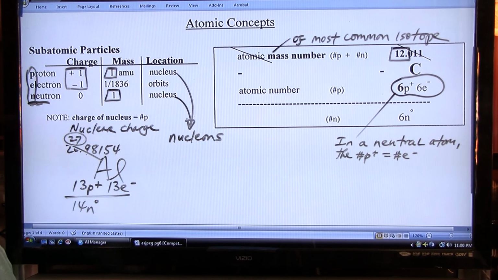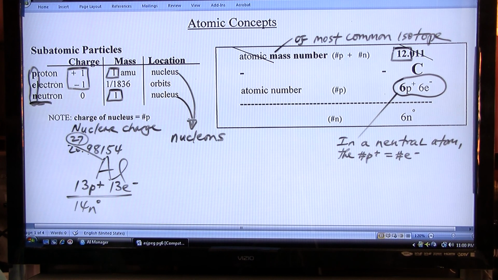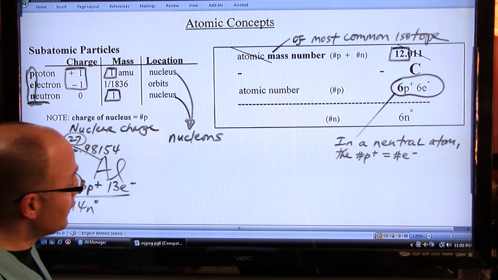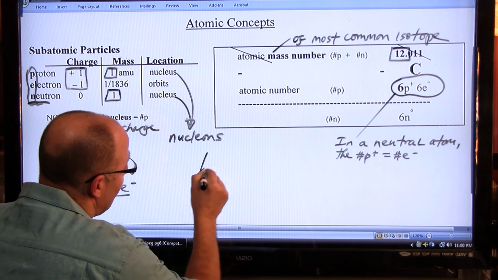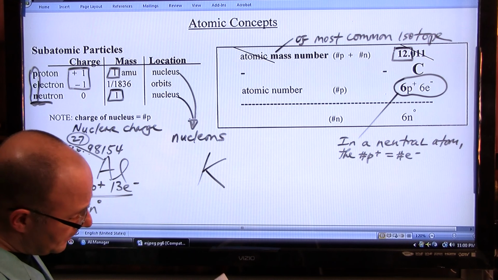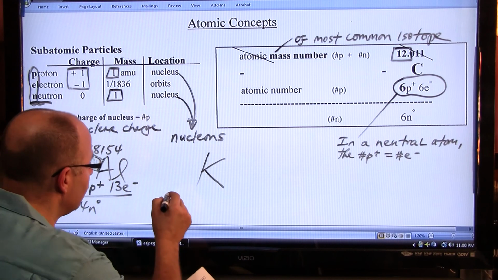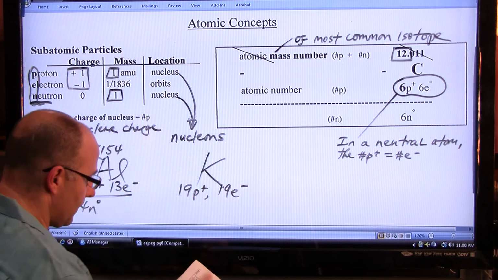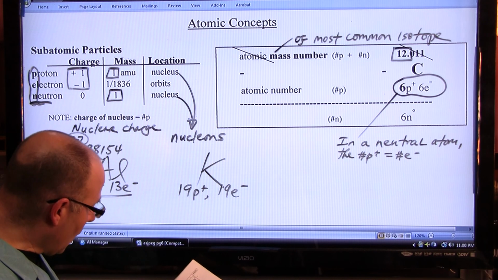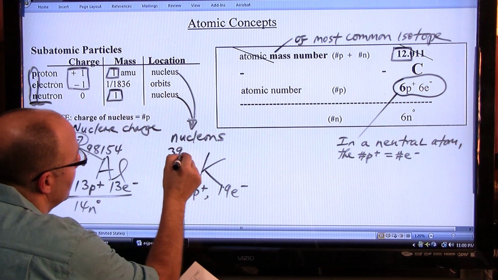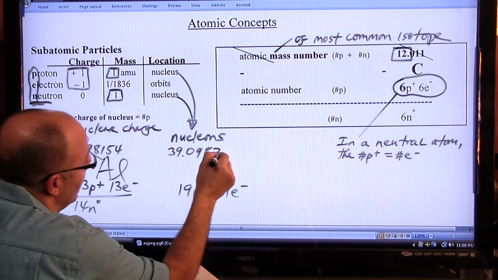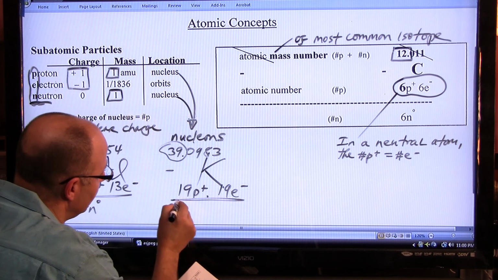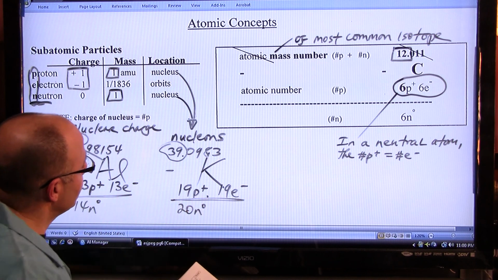Next, another element to practice with, and why don't you do this with me, is potassium. Now, potassium is not letter P, that is phosphorus. Potassium is the letter K. Look at potassium, which is element number 19. Let's do it together. 19 protons, 19 electrons, and 39.0983 becomes simply 39. 39 minus 19 is 20 neutrons.